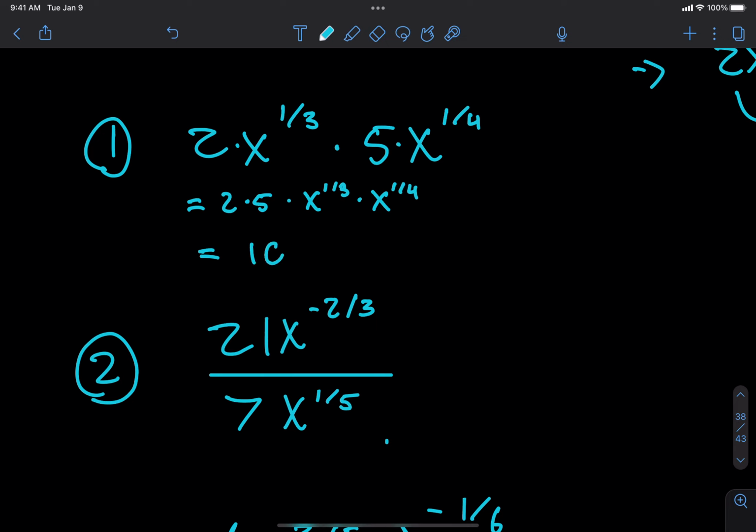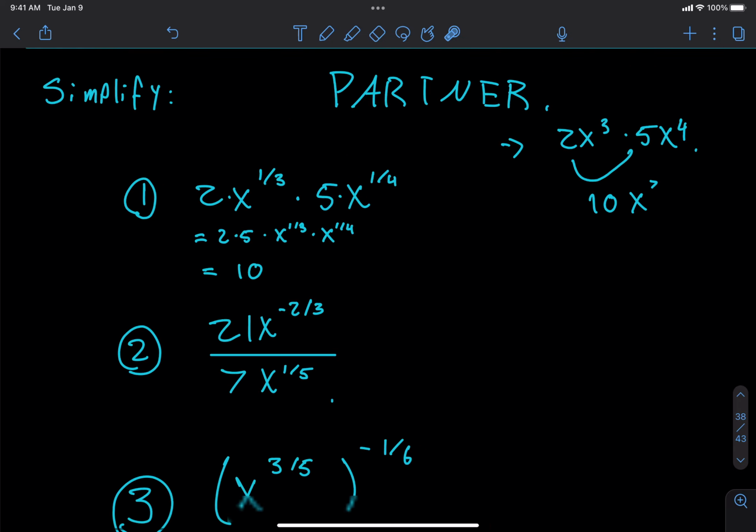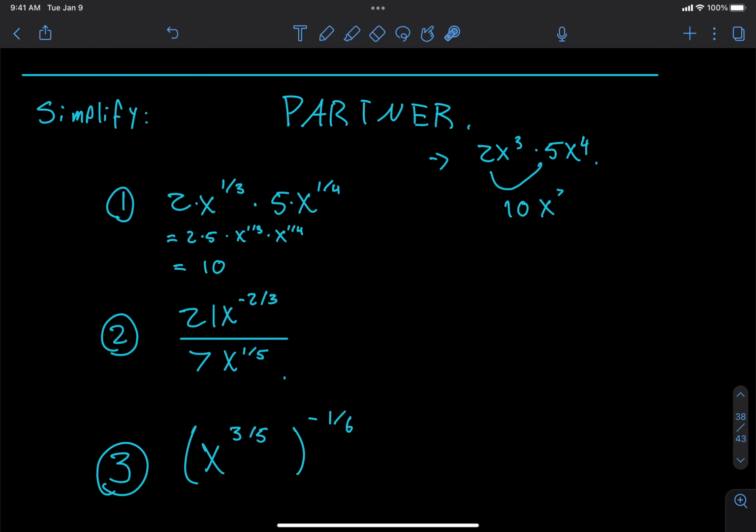And 2 times 5 is 10. And then, oh God, I have fractional powers being multiplied together. Okay, nobody panic. We're just going to use the same rule as always, which is the fact that if I take x to a certain power a, and I multiply that times x to a certain power b, I add the powers. I get x to the a plus b.